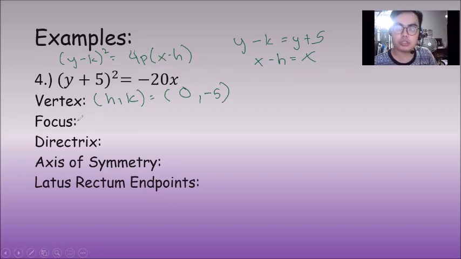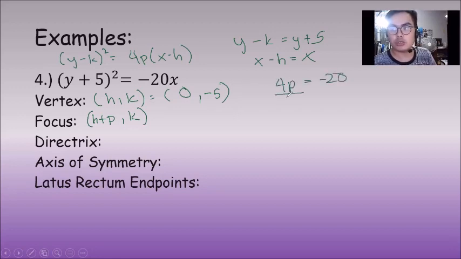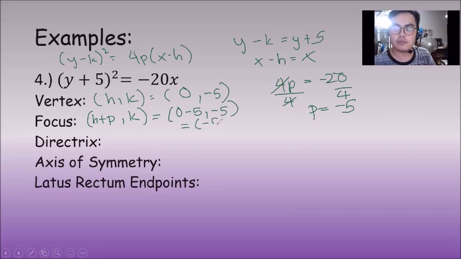In order to get the focus, what we are going to do is do the same thing: retain the value of k, then h plus p. Now we're going to equate to look for the p. So we're going to equate 4p with negative 20. So divide both sides by 4. So our p is negative 5. Since our p is negative, the parabola opens left. So we are going to add 0 with negative 5, then our k is negative 5. So 0 minus 5 is negative 5, then our k is negative 5. So that is the focus for this parabola.